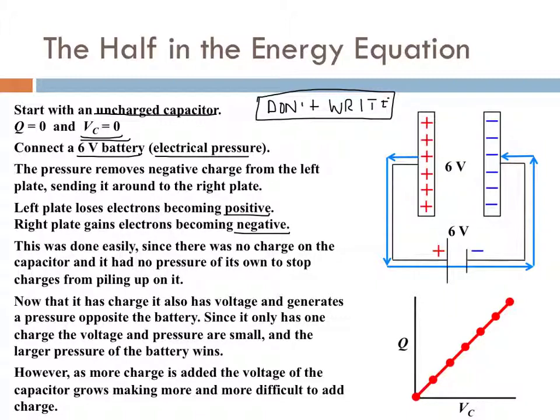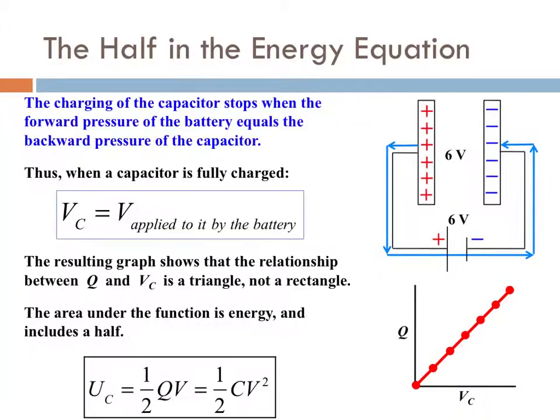Now that it has a charge, it also has voltage and generates a pressure opposite the battery. Since it only has a small charge, the voltage and pressure are small, and the larger pressure of the battery wins. However, as more charge is added, the voltage of the capacitor grows, making it more and more difficult to add charge. Now, this part you should write: the charging of the capacitor stops when the forward pressure of the battery equals the backward pressure of the capacitor.